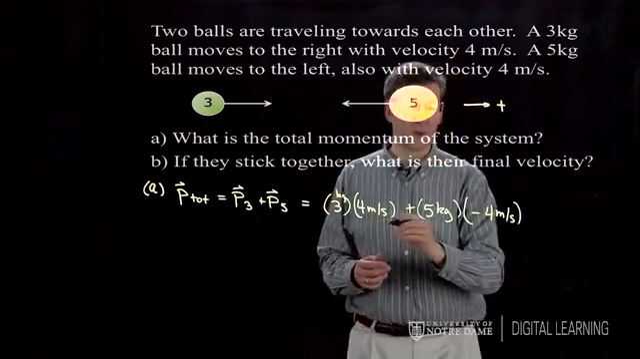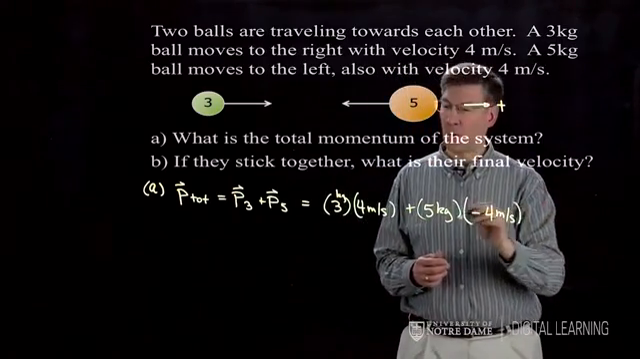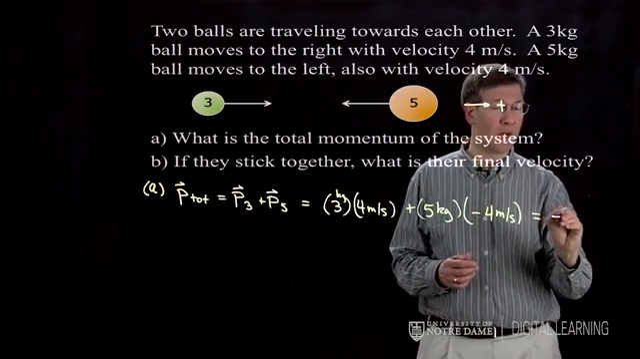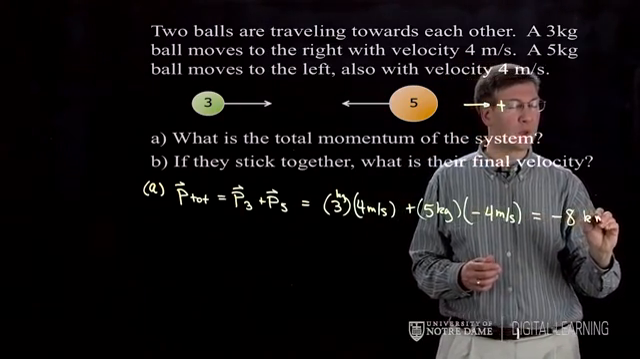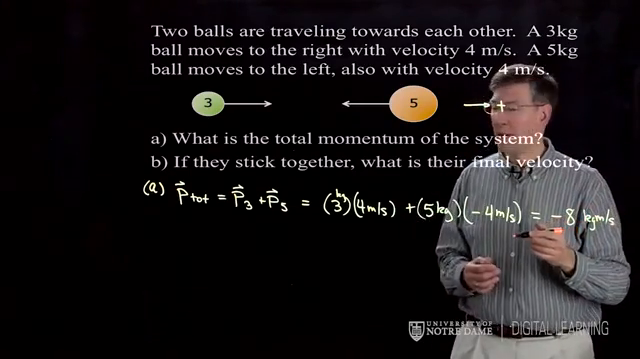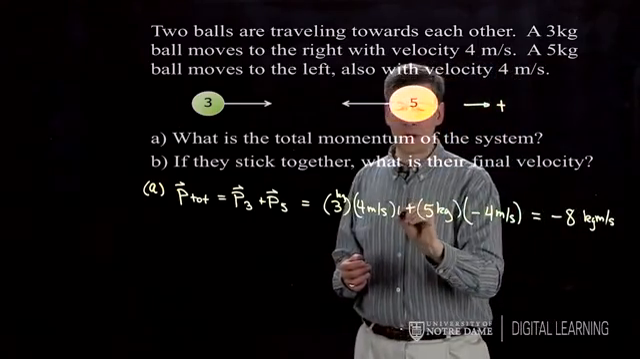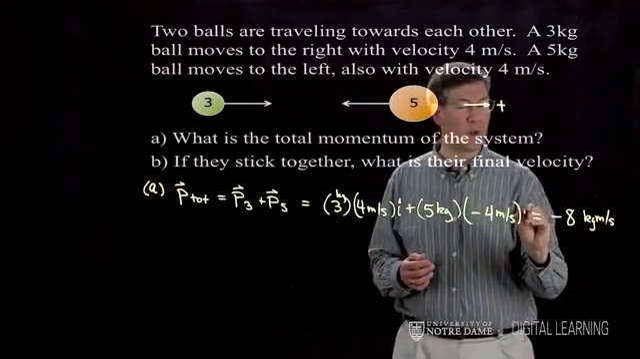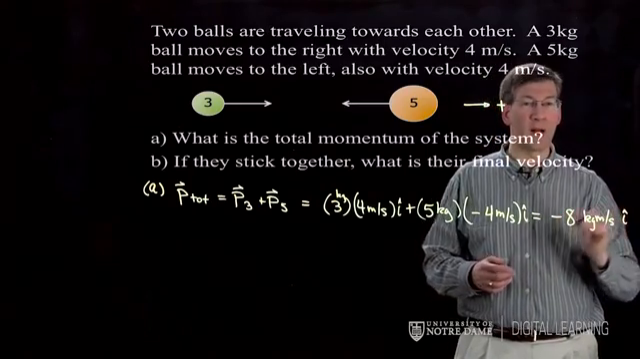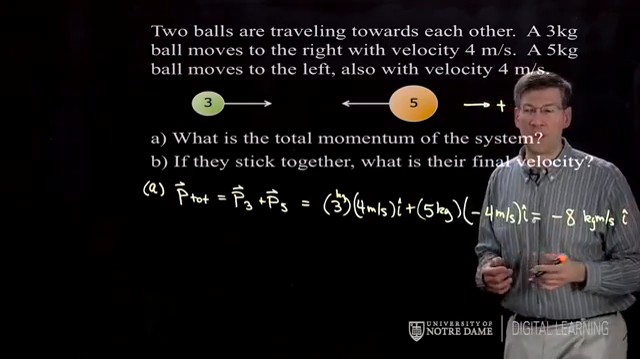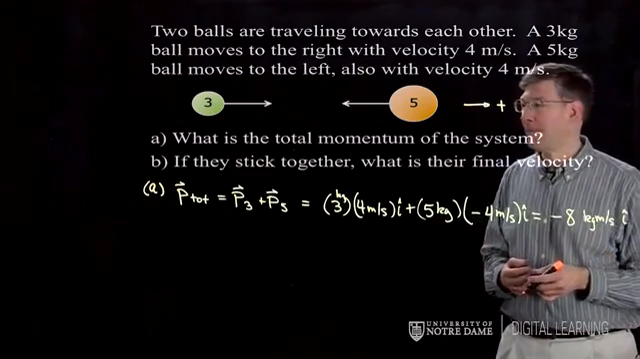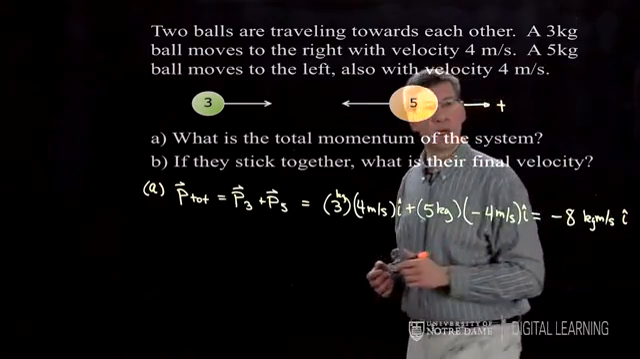Adding these all together, I get that the total momentum of the system is equal to minus 8 kilogram meters per second along the direction that we've specified. If we really wanted to be fancy, we could put in i-hats for the unit vectors and say that this is minus 8 kilogram meters per second in the i-hat direction, and make this a full vector. So that's one way of writing it down. Okay, so that is the total momentum of the system. We know that during the collision, this doesn't change.